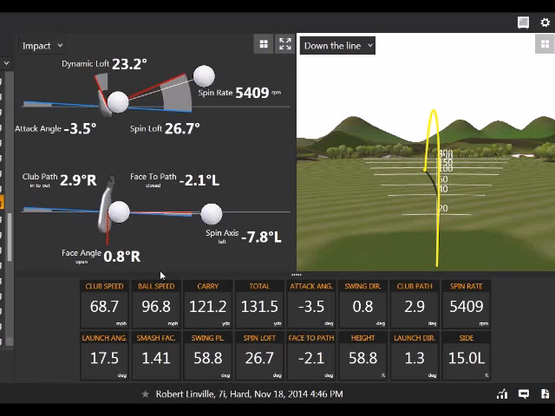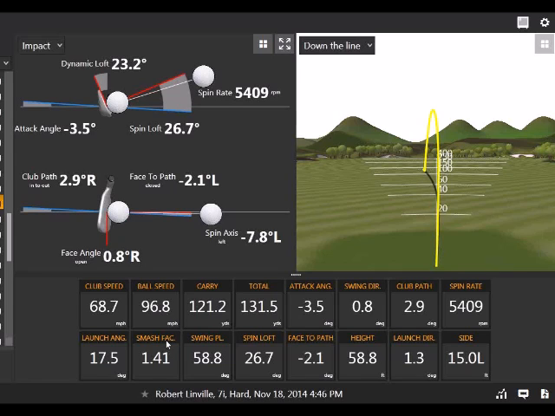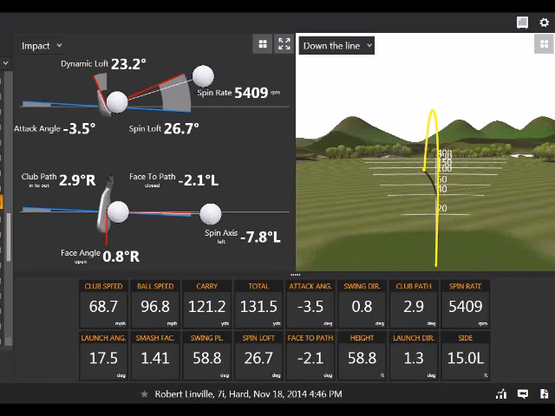Another question: can you define smash factor? I can. Smash factor is the correlation between club speed and ball speed. So the higher the smash factor, the more solidly you hit the shot. It is, in essence, what we try to achieve with a driver. As you get more loft, the smash factor just naturally goes down.